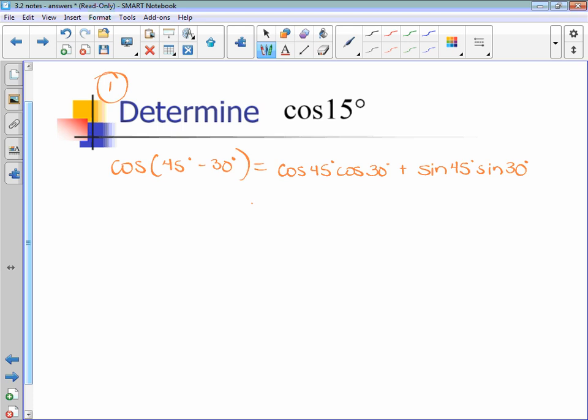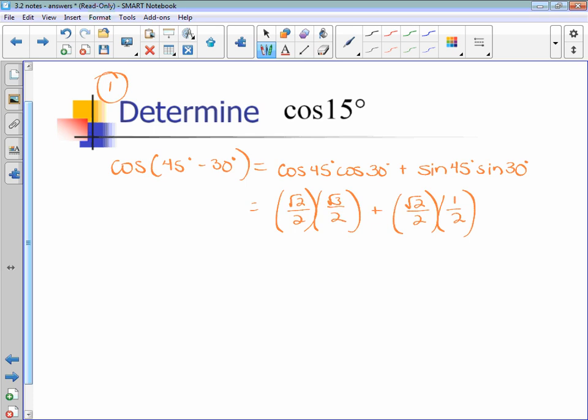Then we get to evaluate it, because these are now things that we know from our circle. So what is the cosine of 45 degrees? Root 2 over 2. Times, what is the cosine of 30 degrees? All right, plus sine of 45 degrees. Root 2 over 2. You're on a roll, Ryan. Finish it out for me. What's the sine of 30? Okay. We're almost done.